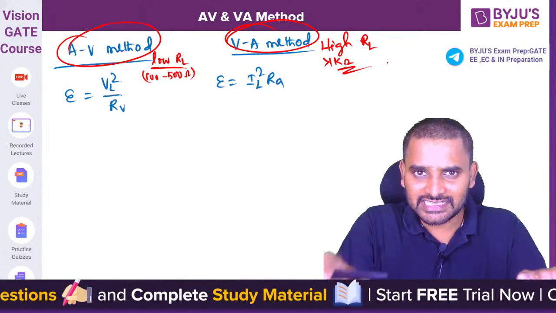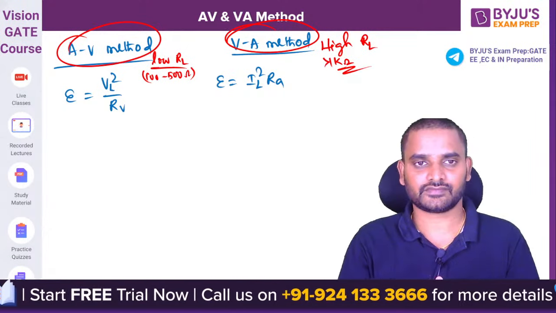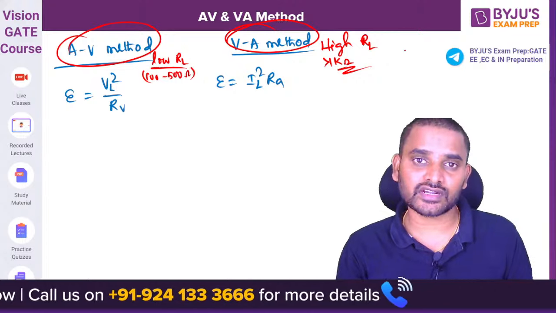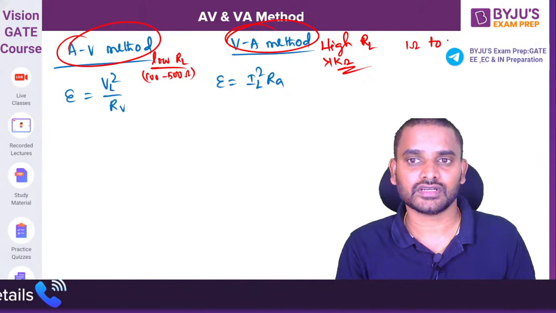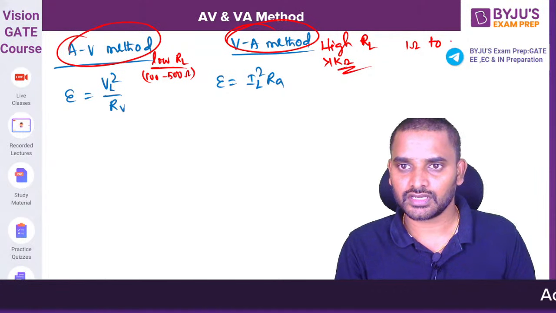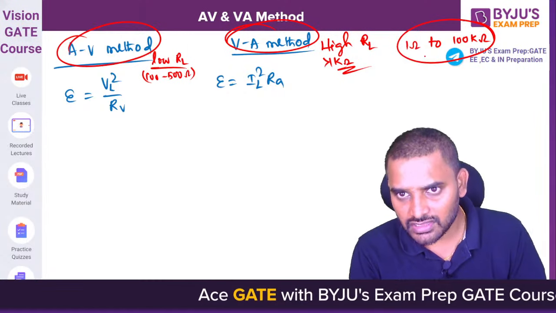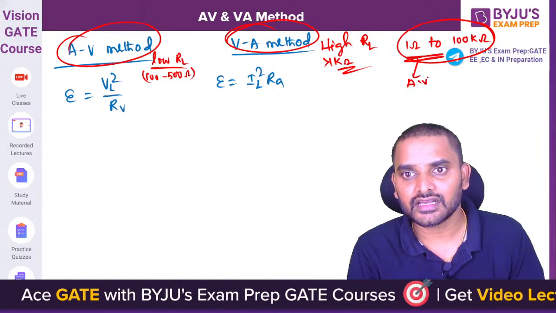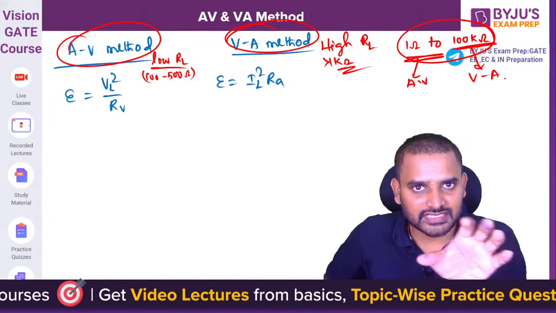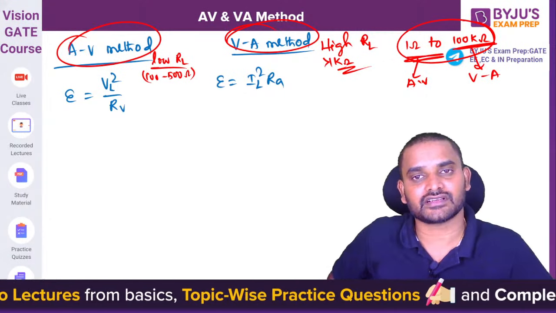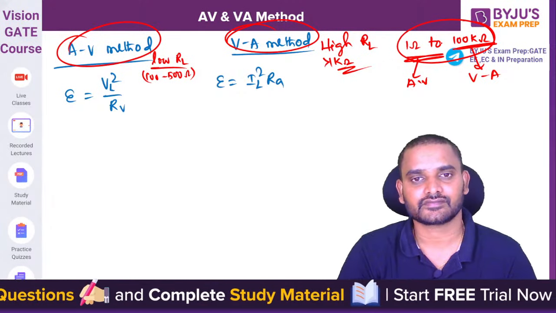On the other side, generally for the medium resistances, these methods are suitable. Medium resistance range is what? Medium resistance range is 1 ohm to 100 kilo ohms. This is a medium resistance. So on the lower side, AV method. On the higher side, VA method. If the resistance is a lower value, use AV method. If the resistance is a higher value in this range, use VA method.